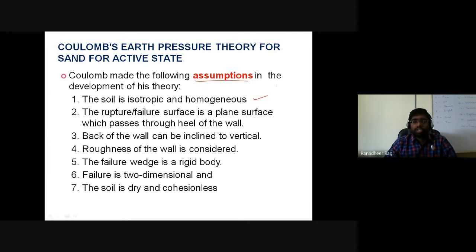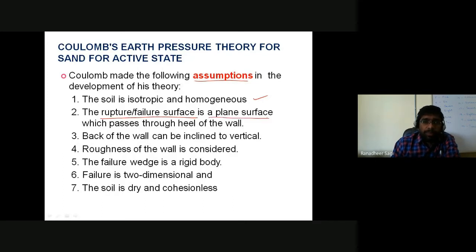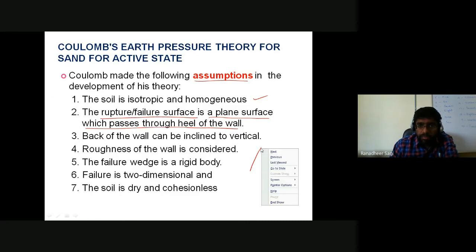Soil is assumed to be isotropic and homogeneous. The rupture or the failure surface, what we are going to be indicating, is considered to be a planar surface which basically passes through the heel of the retaining wall. So when you are looking at the retaining wall, let's say this is my retaining wall, what I am trying to talk about. This portion is called the heel. So the portion of the retaining wall which is in contact with the backfill material. Okay, this is my backfill. That portion of the retaining wall is what you are calling the heel.